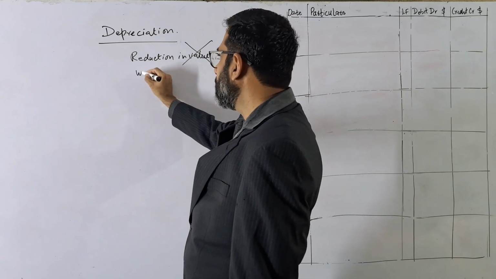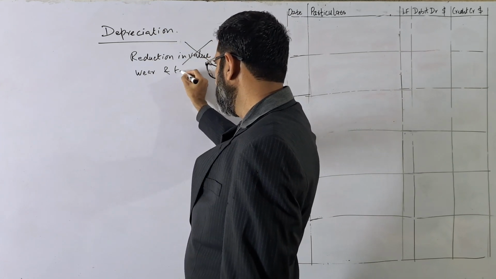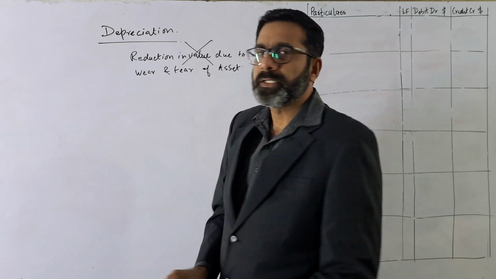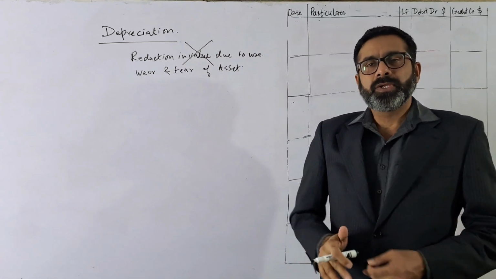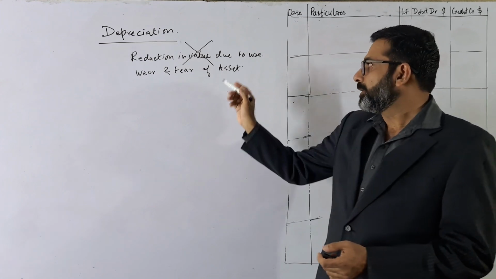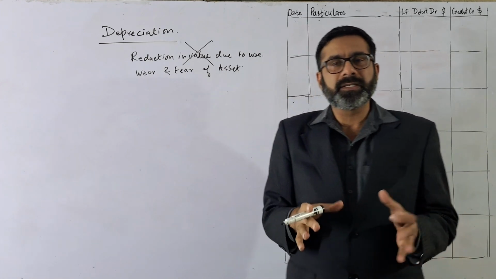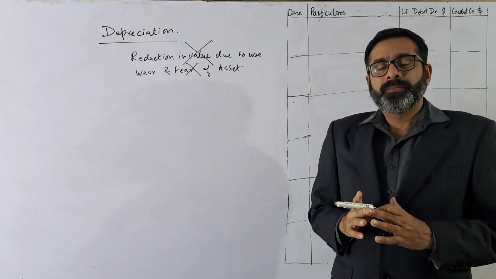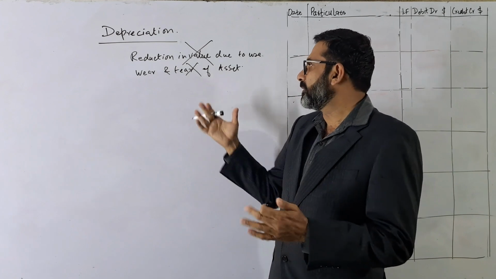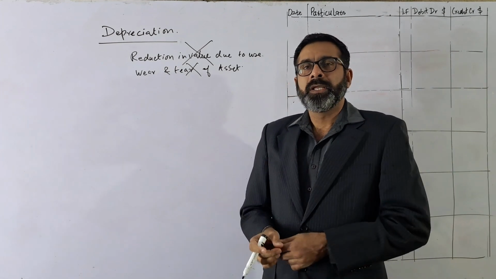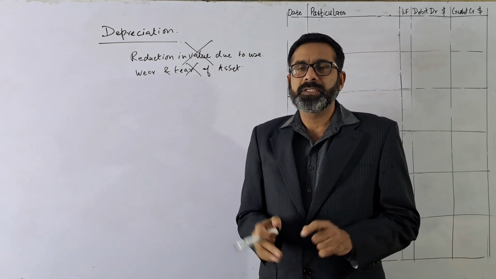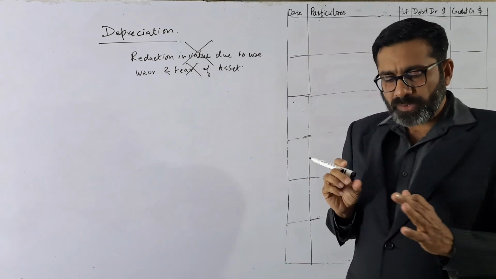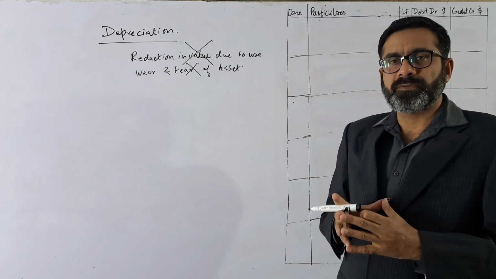Some people call it wear and tear of the asset. Again the concept is the same, that when you are using the asset, there's a possibility that there is some wear and tear, some value reduction. Again this concept is wrong. In some books it is also written that it's wear and tear, or a reduction or gradual decrease in the value of the asset. So these concepts are wrong. First of all, we should understand what the concept of depreciation is.